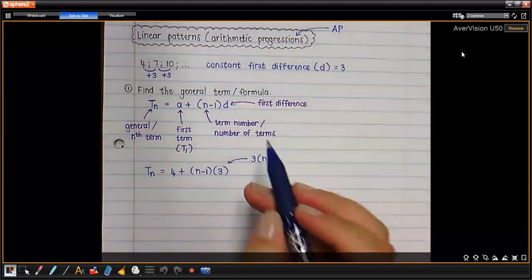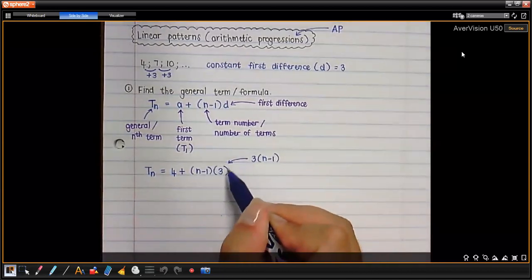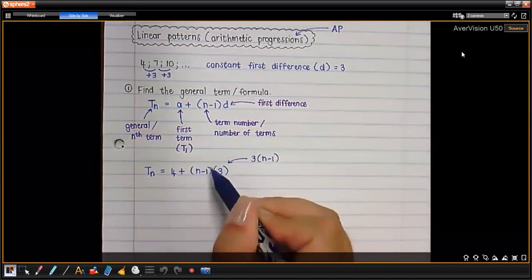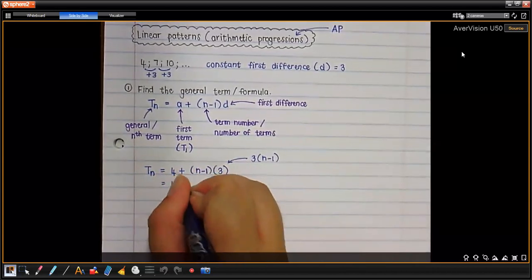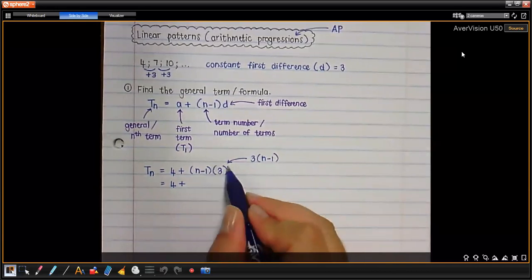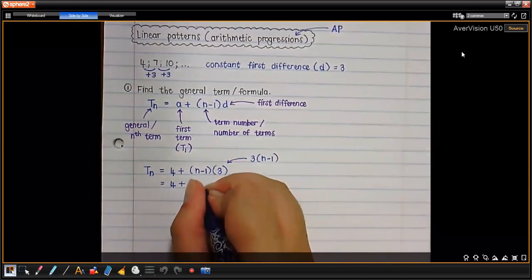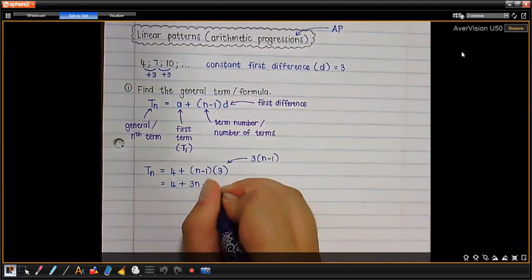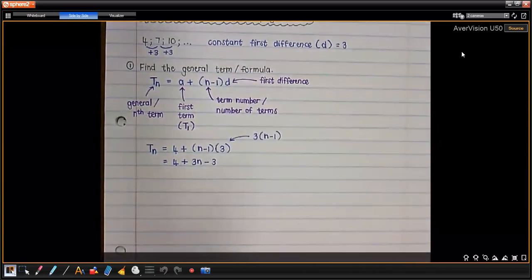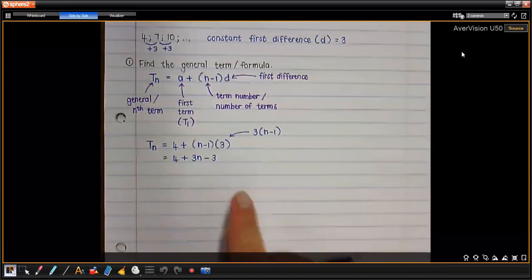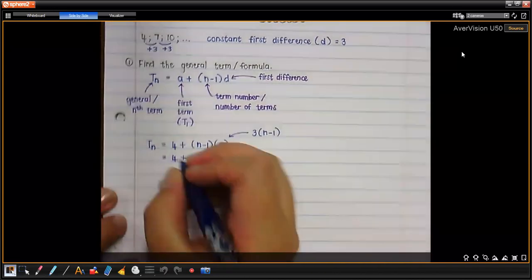Basically, what I'm trying to say is that we now need to multiply this 3 by the n and by the negative 1. So that's going to be our next step. 4 plus n times 3 is 3n, and negative 1 times 3 is negative 3. Now lastly, we just need to tidy that up because 4 minus 3 is just 1.